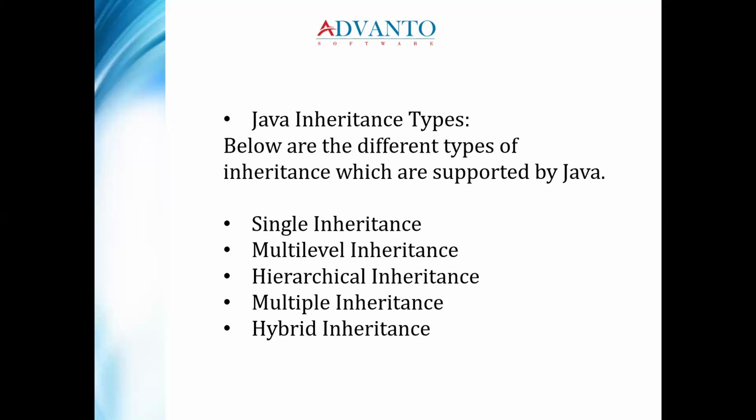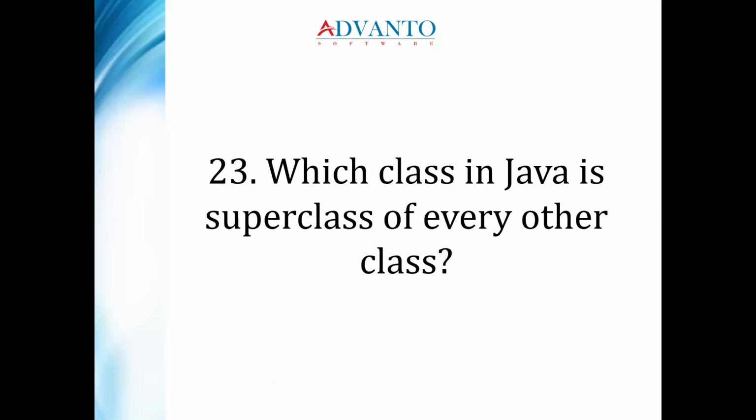Java inheritance types. Below are the different types of inheritance which are supported by Java. The first one, single inheritance. Second one, multi-level inheritance. Third one, hierarchical inheritance. Fourth one is multiple inheritance. And last one is hybrid inheritance.